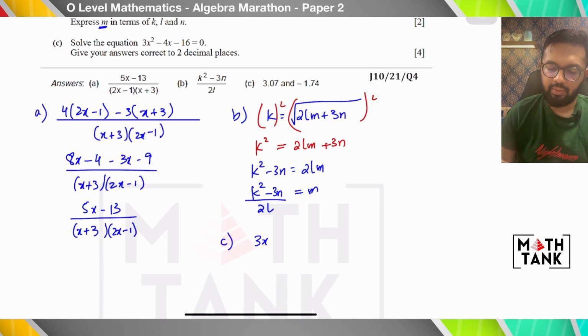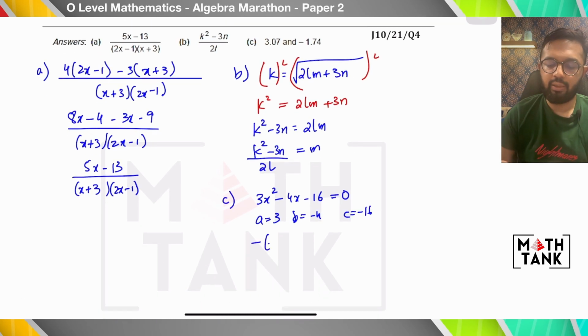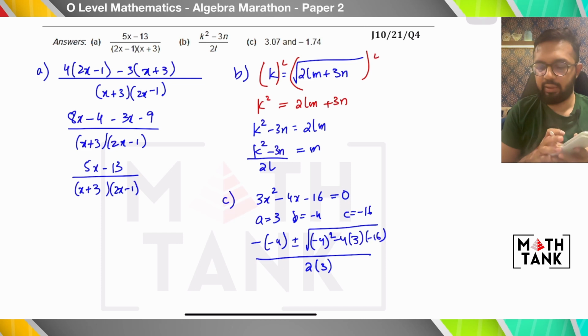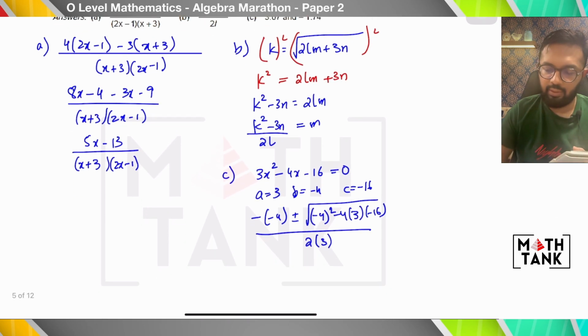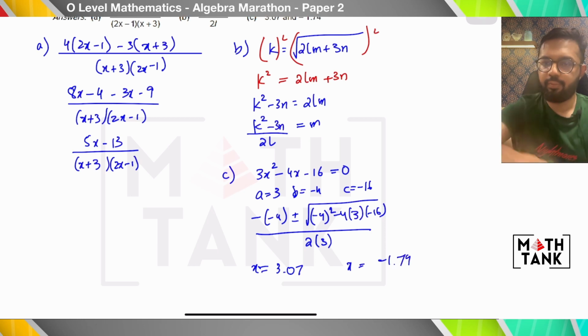And part C is again a simple question on quadratics. So I'm going to pull out a, b, and c and say that this is minus b plus minus root of b square minus 4ac over 2a. Let's see if we get the correct answers out of this. I'm going to again put this on my calculator. 3, minus 4 and minus 6. Correct to two decimal places, so I'm going to say that x equals 3.07 and x equals minus 1.74.